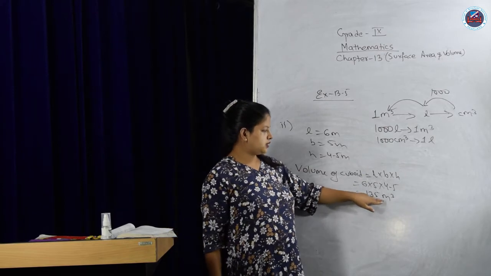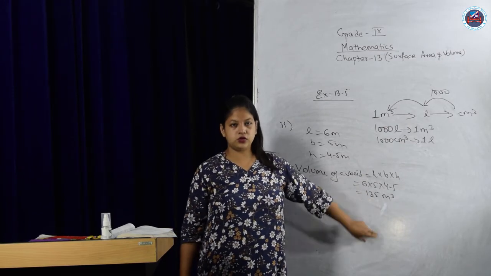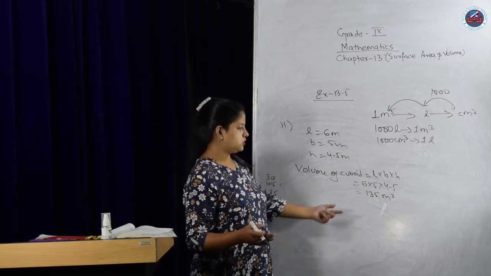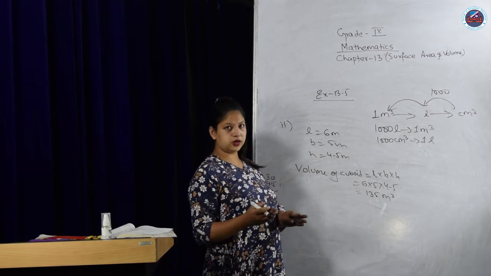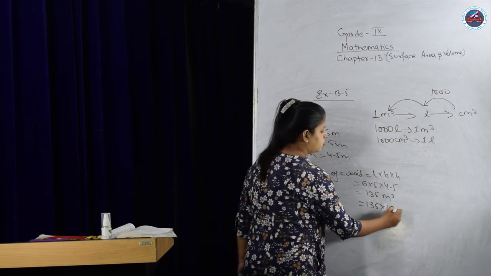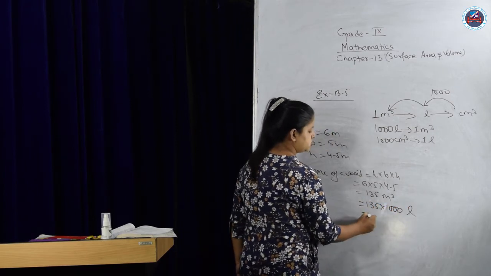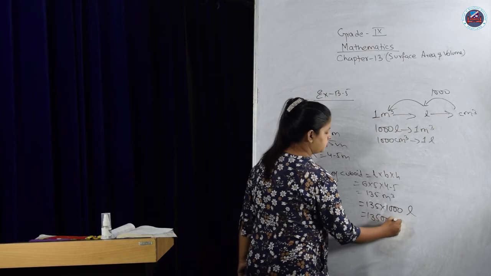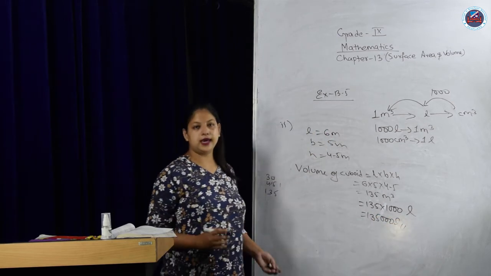So 135 meter cube is there. Your question is to find in liter. So liter means you are converting to a smaller quantity, so you have to multiply by 1000. So 135,000 liter is your answer.